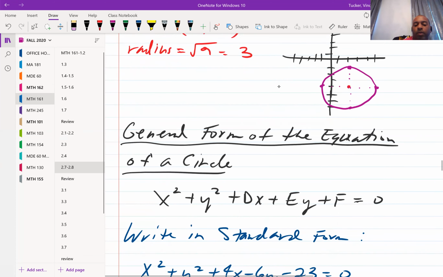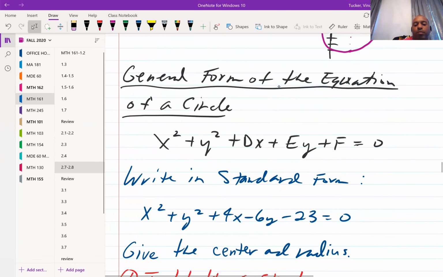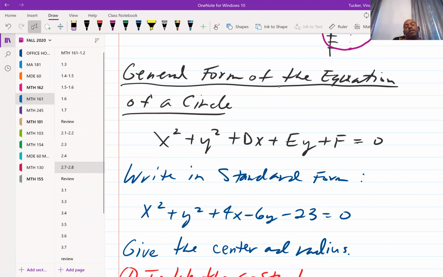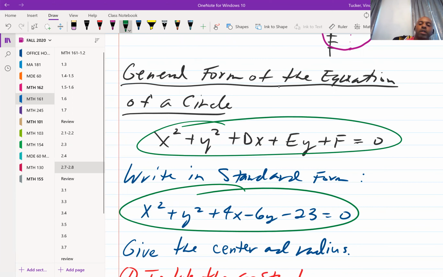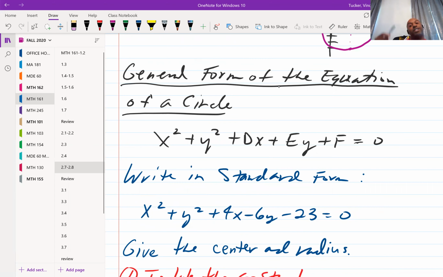All right. So in this problem, they want us to write the equation that they give us in general form in standard form. So here's our equation: x squared plus y squared plus 4x minus 6y minus 23 equal to 0. Once again, that's in general form, and they want us to convert it to standard form. And then from there, we'll be able to pick out what the center and the radius is.